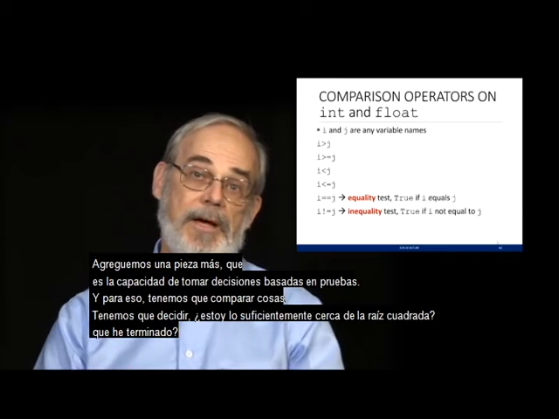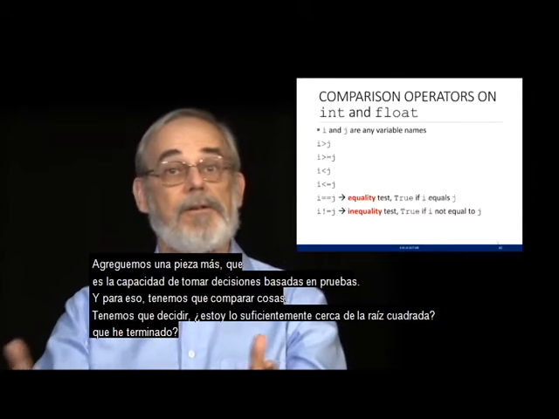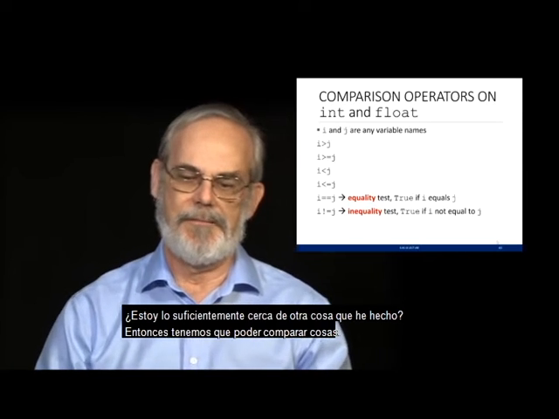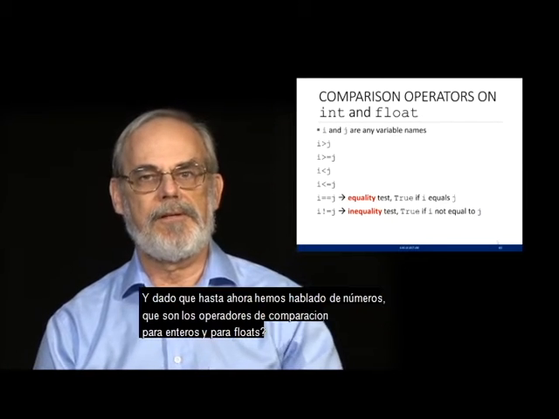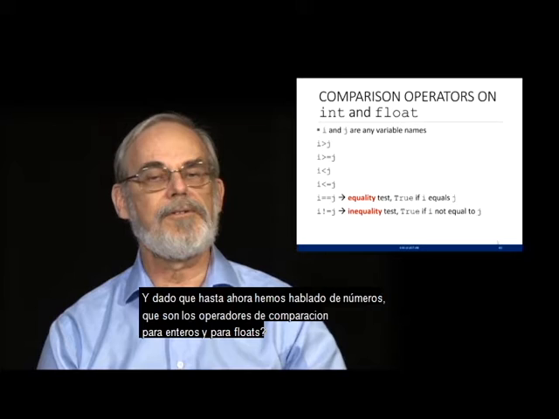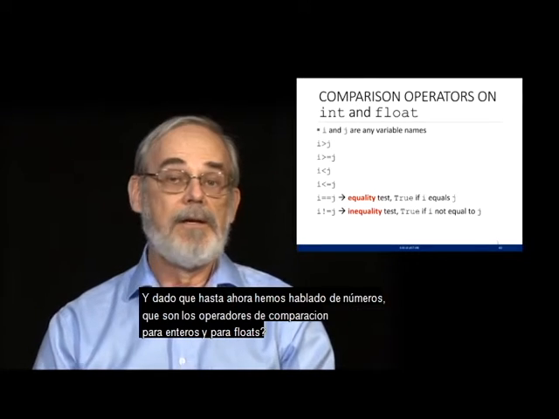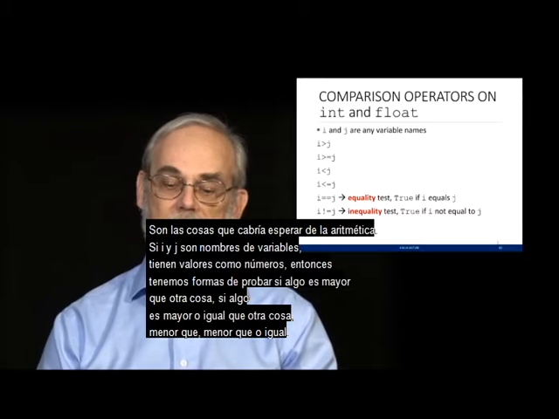And for that, we have to compare things. We have to decide, am I close enough to square root that I'm done? Am I close enough to something else that I'm done? So we have to be able to compare things. And since so far we've just talked about numbers, what are the comparison operators for integers and for floats? They're the things that you might expect from arithmetic.